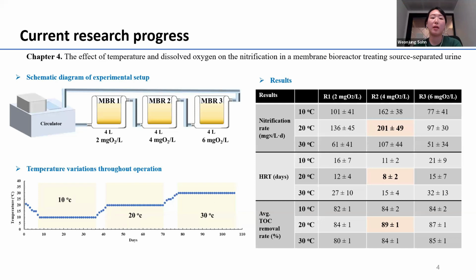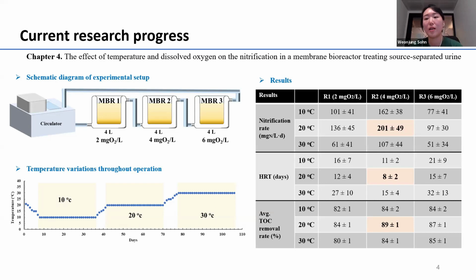So maybe the maximum nitrification rate will be between 20 degrees and 30 degrees. So maybe in a future study, I can do more specific temperatures, like 22, 24, 26, and test those. But what makes you think so? Like, why between 20 and 30? It can be from 10 degrees to 20 degrees. I think it can be from 10 degrees to 20 degrees.